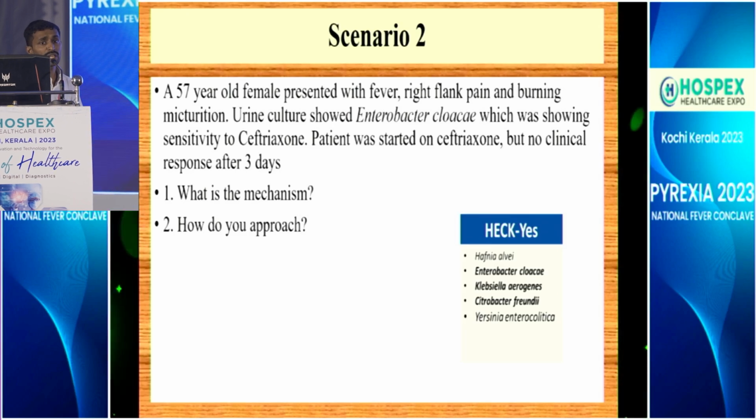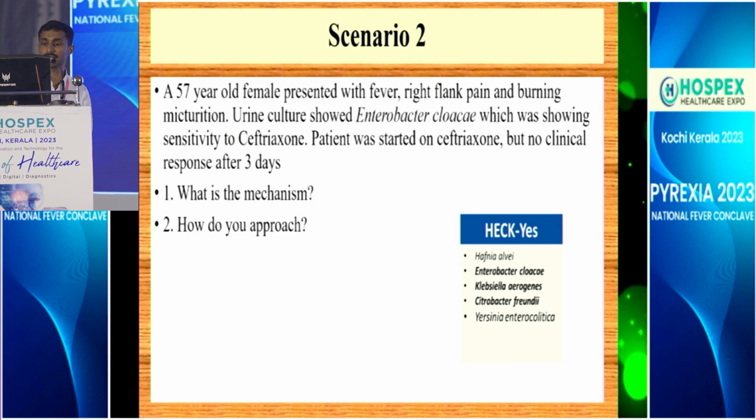It is peculiarly seen in these organisms that I have highlighted, that is Enterobacter cloacae, Klebsiella aerogenes, Citrobacter freundii. In these organisms, the lab report will show ceftriaxone is sensitive, but if you treat with ceftriaxone, there will be possibility of induction of AmpC, and the net effect will be there won't be clinical response in these cases.